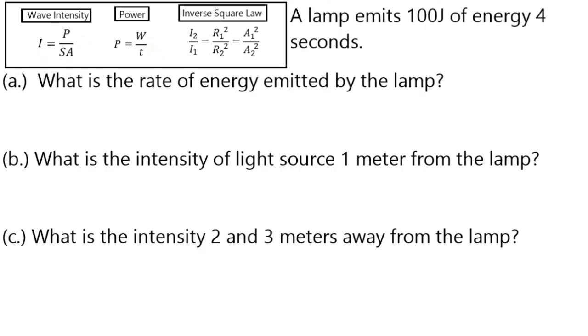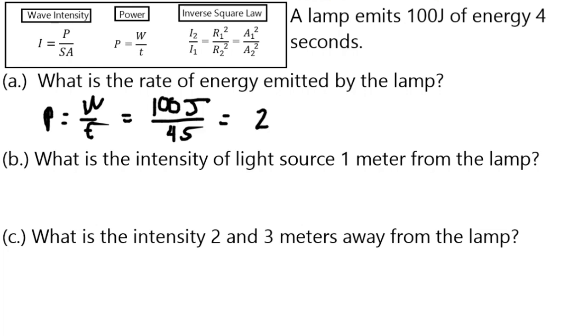A lamp emits 100 joules of energy in 4 seconds. What is the rate of energy emitted by the lamp? So this is going to be power equals work per time. The work done by the lamp is 100 joules divided by 4 seconds. So this is going to be 25 watts, or we can write it as 25 joules per second.